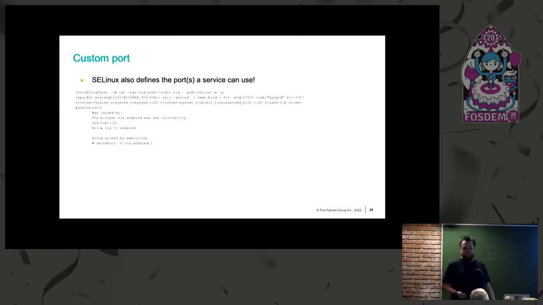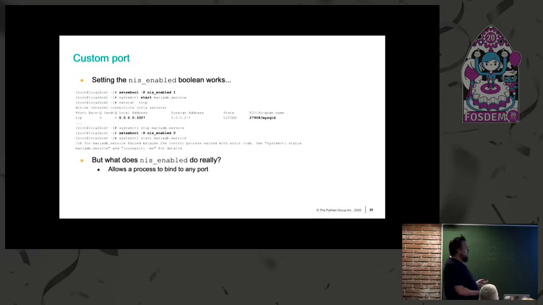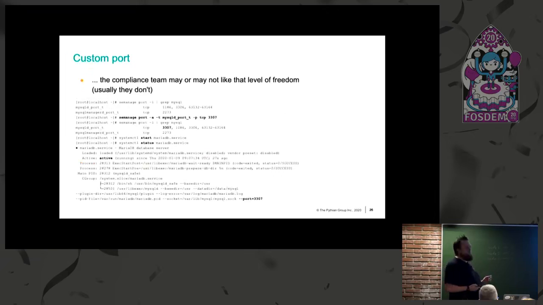So obviously SELinux was bothering us there. Again, if you do the audit log, you can see that it is trying to use an unreserved port, and it gives you a possible solution. It says you allow nis_enabled, and nis_enabled will allow a process to bind to any port. If you set that SELinux boolean, it starts and it binds to the port. It works. But the compliance team may or may not like that level of freedom.